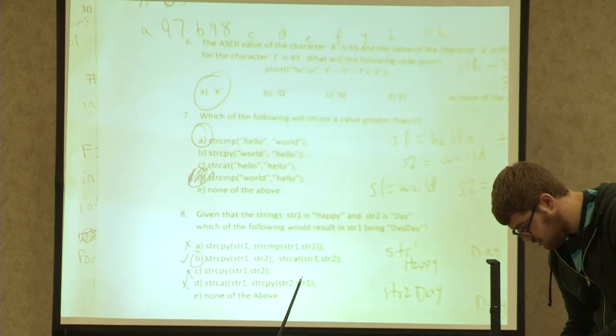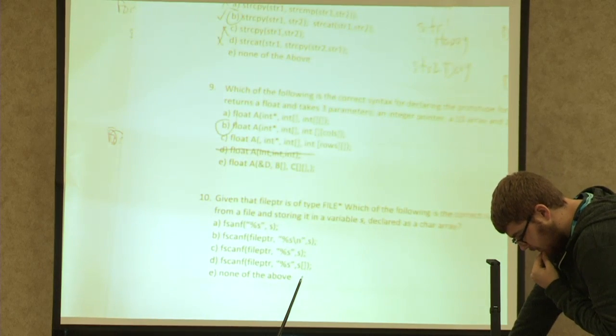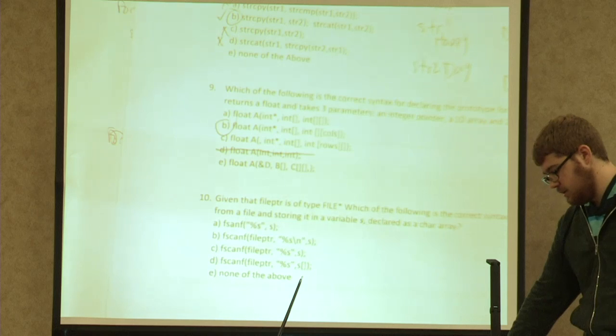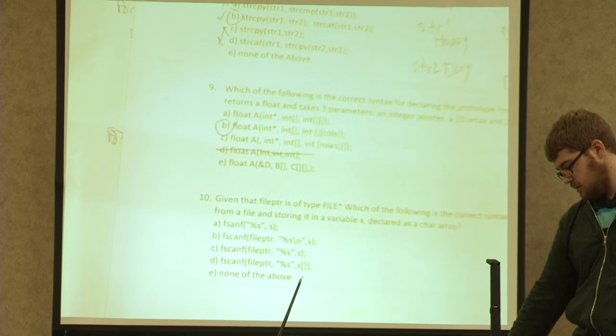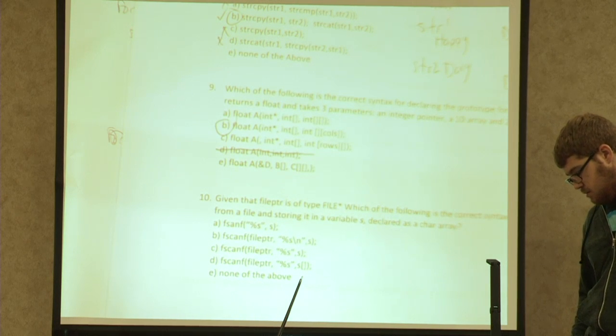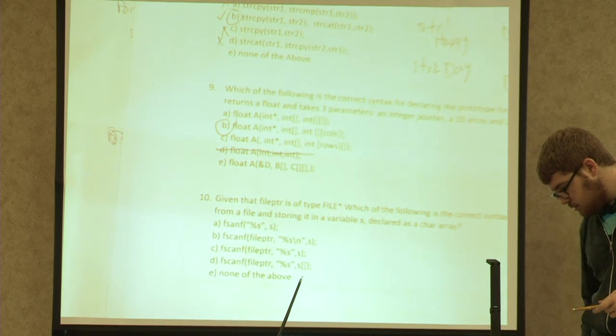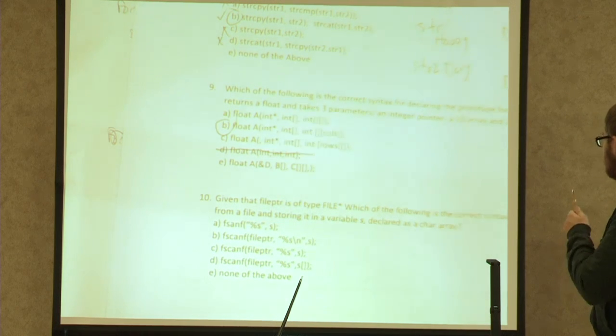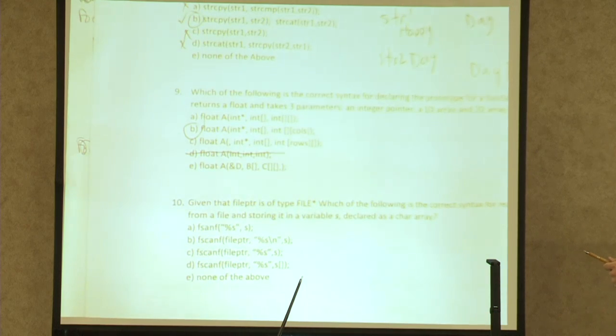Let's see. So that one I said B, right? We got a file pointer. Which of the following is the correct syntax for reading a string from a file and storing it in a variable S declared as a char array? So we need to use fscanf, right? The first one is wrong. Why is the first one wrong? It doesn't have a file pointer. Exactly. The second one, fscanf, file pointer, and S.